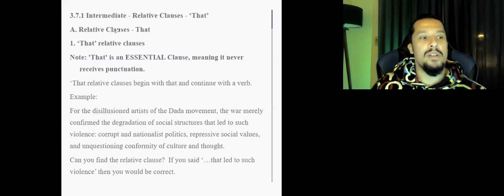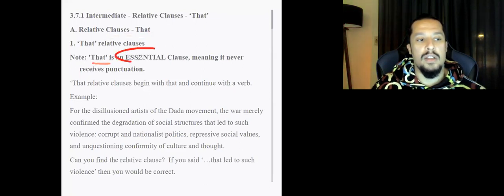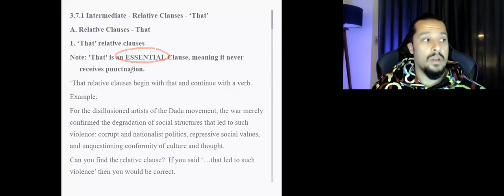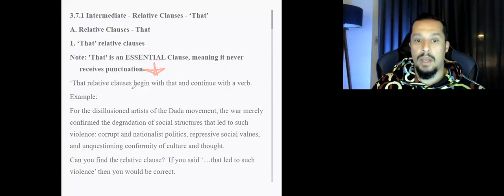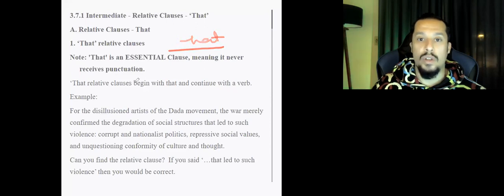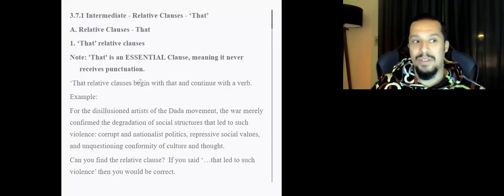So here, the relative clause that. Note, that is essential. Okay? Remember this. Essential means important. That relative clause is counted as an essential clause, meaning it never receives punctuation. Okay, guys? Remember this rule? Now you know it. If you find, for example, a comma before that, I know that's wrong. It's essential information. And of course I'll show you examples, right?